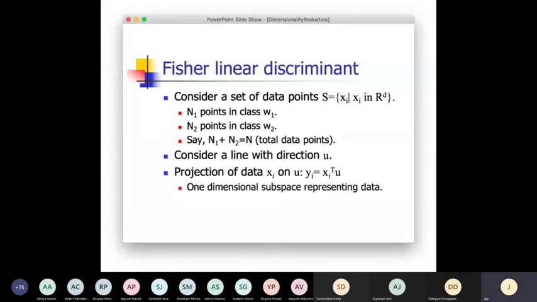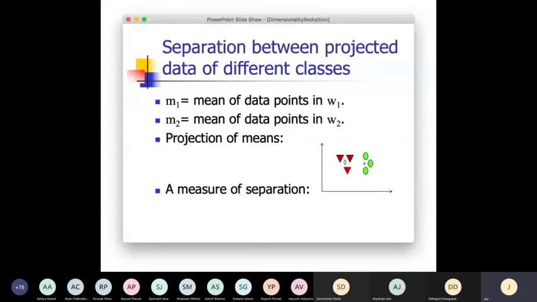In this case we are representing all the data points after projection in a one-dimensional subspace, which means they are projected on a line. Now suppose the mean of the data points for the class W1 is M1, and for the class W2 this mean is M2. So what should be the projection of the mean? The mean point would be projected as M1 transpose U. Do you agree?